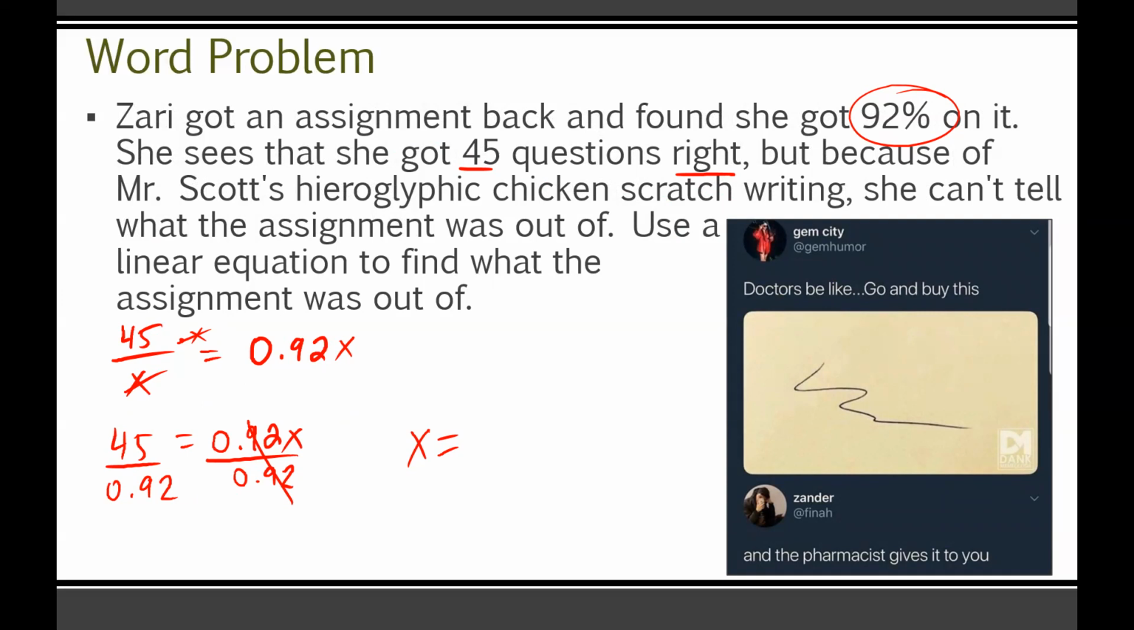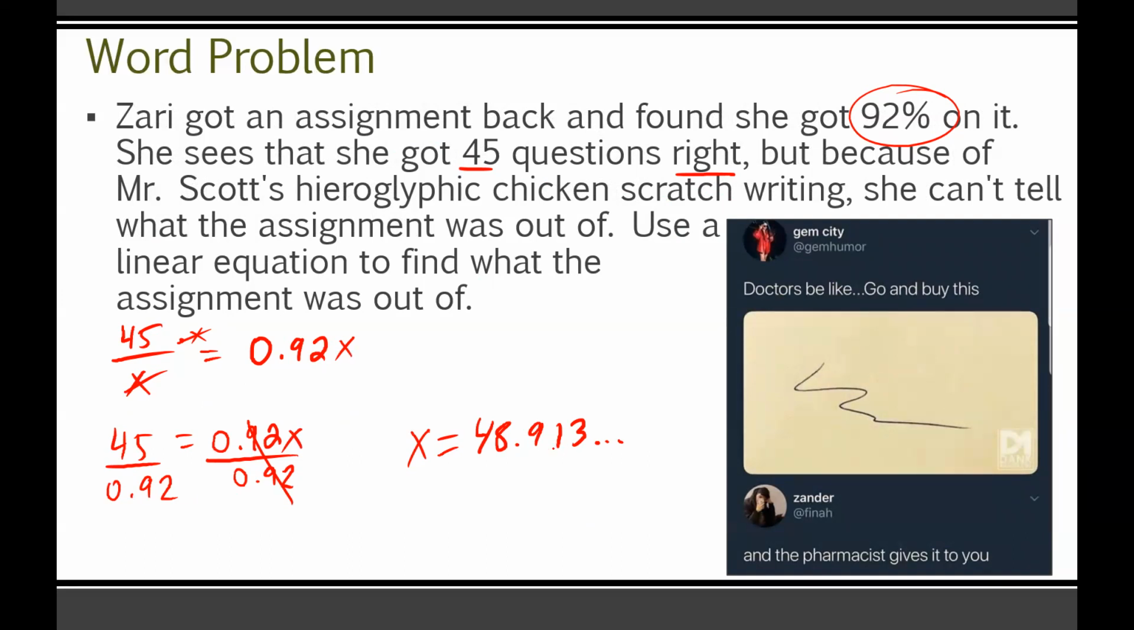And this is where things get a little bit weird. When I threw this in my calculator, here's what it gave me, 48.913, and then a bunch of other stuff. Well, clearly this test isn't out of 48.913. So we kind of have to deduce something a little bit different here.